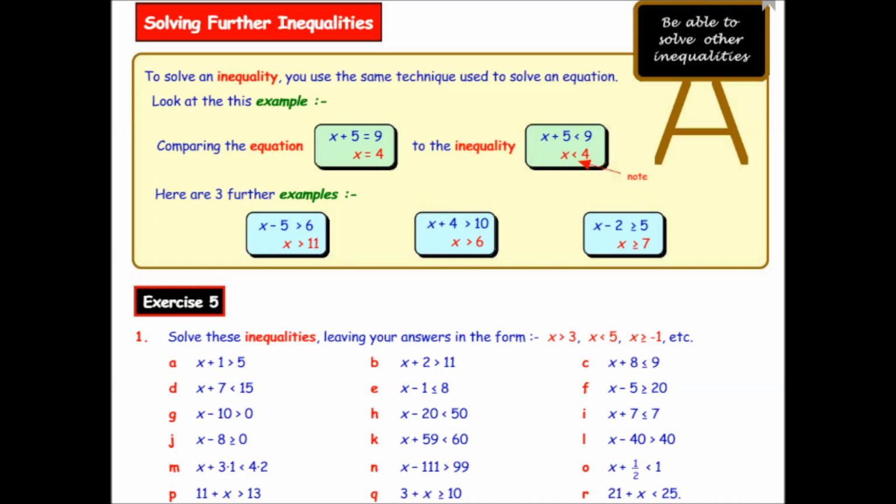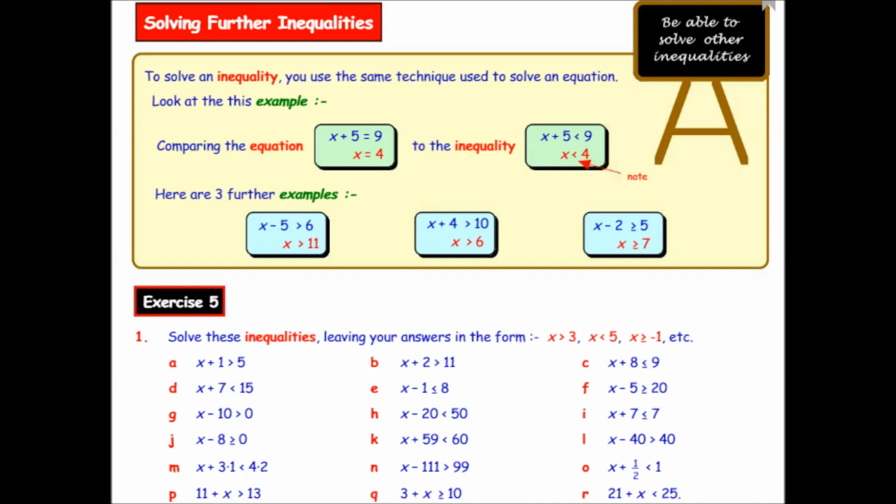So, for example, x plus 5 equals 9. Therefore, x equals 4. That's the equation. And the inequality, x plus 5 is less than 9. So, x is less than 4. So the numbers are exactly the same. If you compare those two boxes, the numbers are exactly the same. The only difference is the less than sign, and the less than sign doesn't change. Okay? So you don't mess with it.